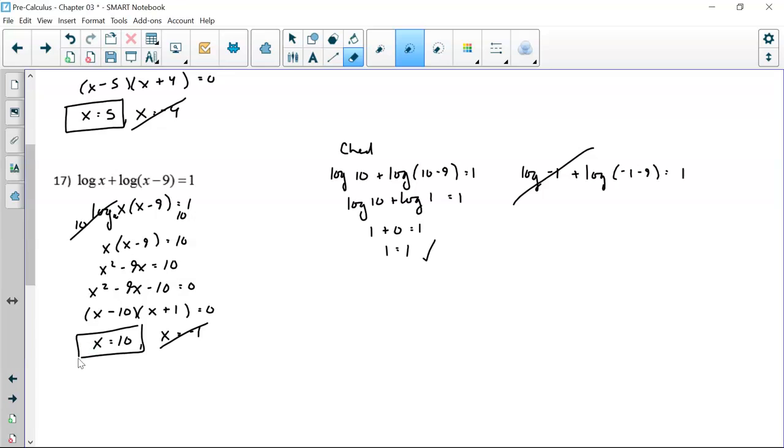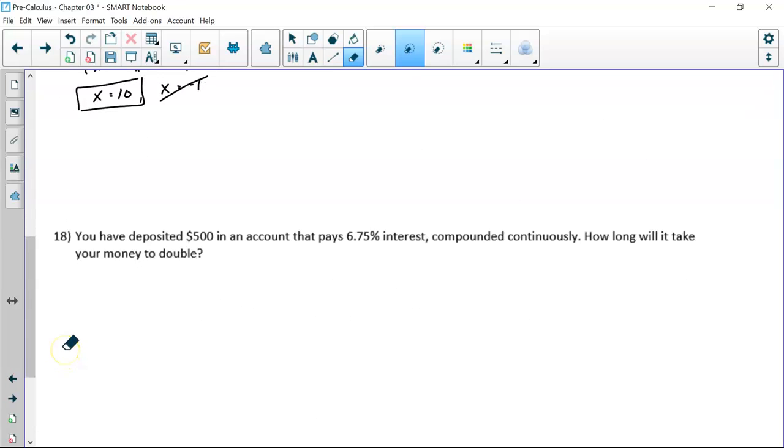And one last question. You have deposited $500 into an account that pays 6.75% interest, compounded continuously. There are our magic words. We know it's going to be A equals P e to the rt. That's the continuously compounding. How long will it take for our money to double? So we want to know what t equals. That's our time.